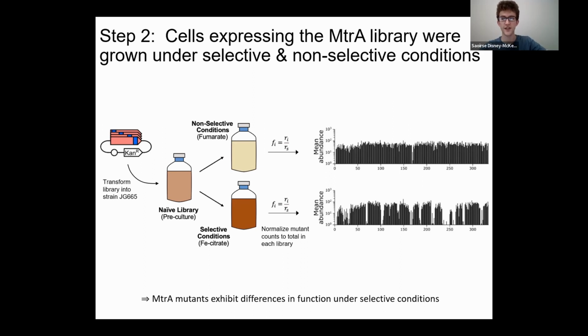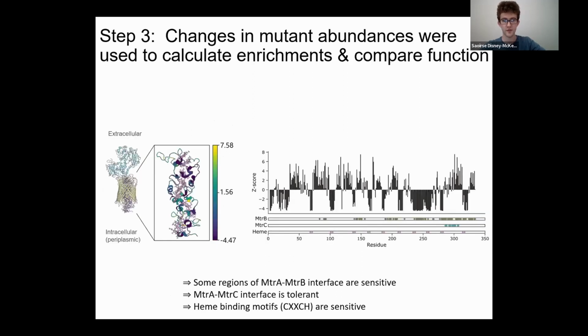There's a lot of variation in the enrichment of different mutants, particularly pockets towards the N-terminus. And then you also see generally most positions are pretty comparably enriched for the rest of the protein, except for these very steep basins that occur periodically along the sequence. And when we map these differences onto the structure of the MtrA, what we see is that they line up very well with the heme insertion sites.